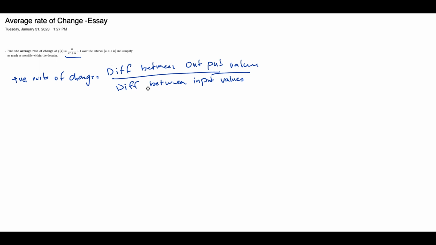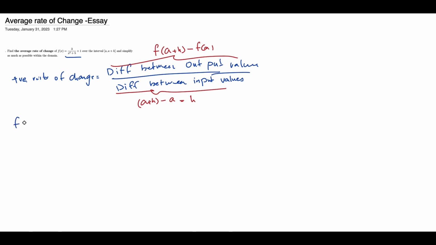Just quickly, the difference between input values is going to be a plus h minus a, and that is h. And the difference between output values is going to be f of a plus h minus f of a, which I need to compute. The goal is that f of a plus h minus f of a is going to contain a factor h in it, a factor that simplifies with the denominator. So let's compute that first.